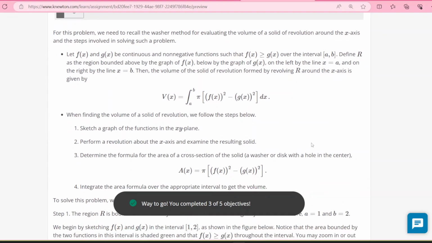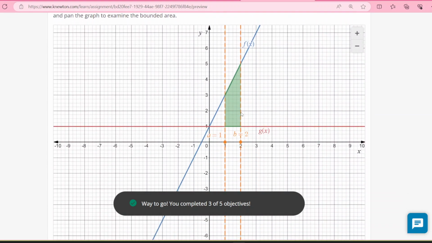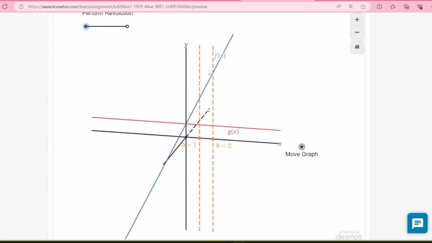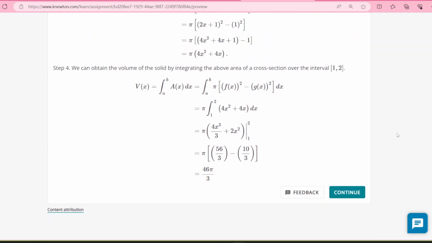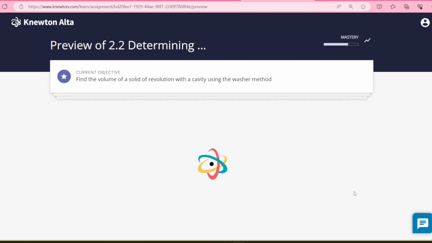Great, almost done. So you got the region again, rotate it around the x-axis, see the 3D shape being created here with the hole in it and the red slice, red washer. Right.